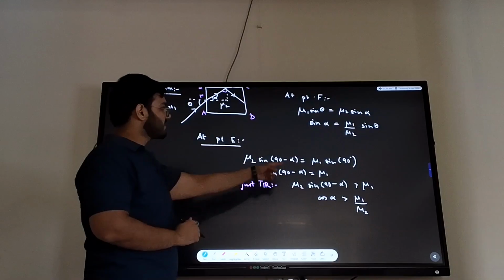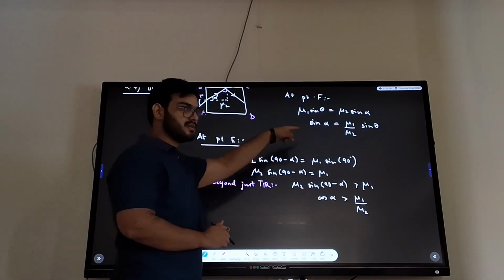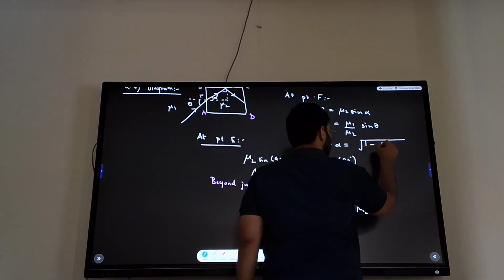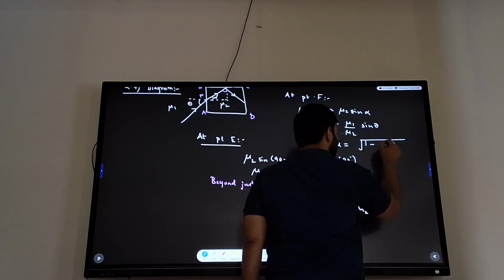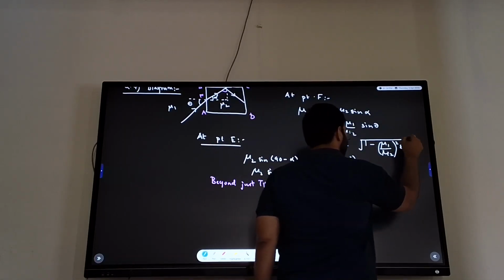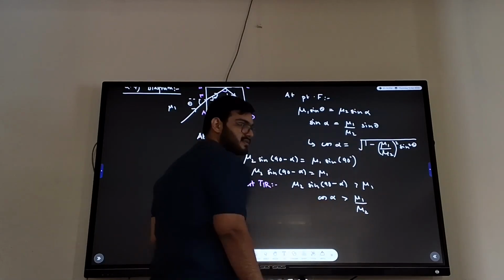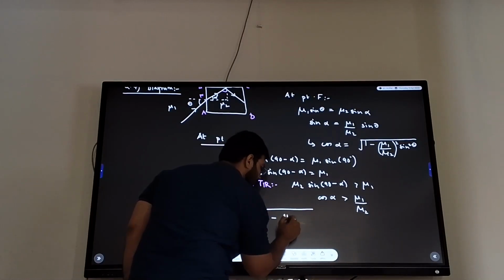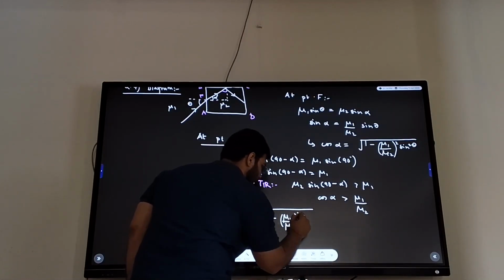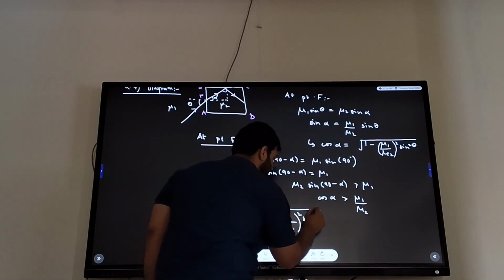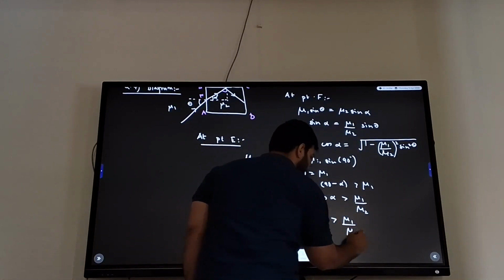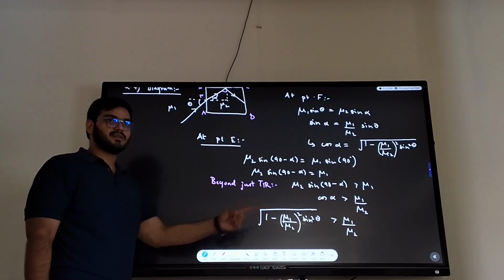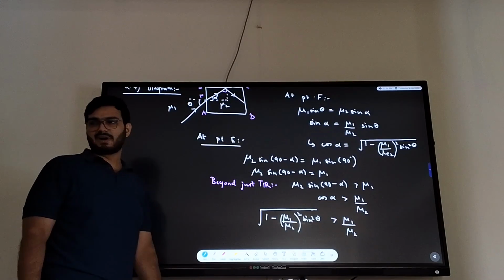Now I already know what is sine alpha. Can I find cos alpha from here? What is cos alpha from here? Under root of 1 minus mu1 by mu2 the whole square sine square theta. Yes or no? Can I substitute that here? Under root of 1 minus mu1 by mu2 the whole square sine square theta is greater than mu1 by mu2. Can you square and do the calculations, manipulations and find the condition of sine theta? What will be the final condition of sine theta?